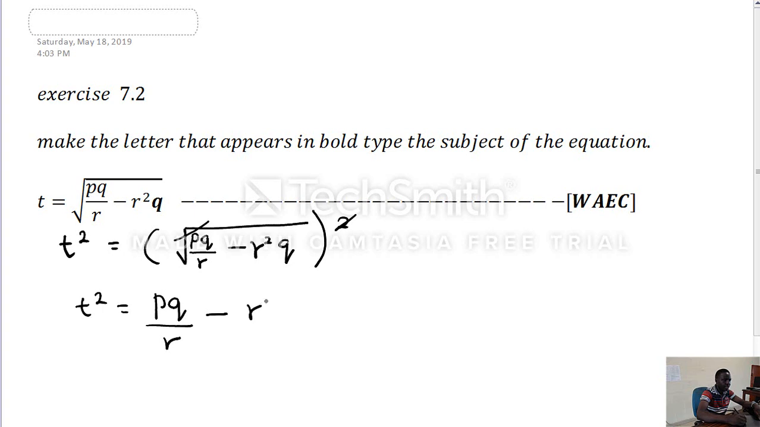minus r squared q. Now we are to make q the subject of the formula, but we have q appearing in two terms.